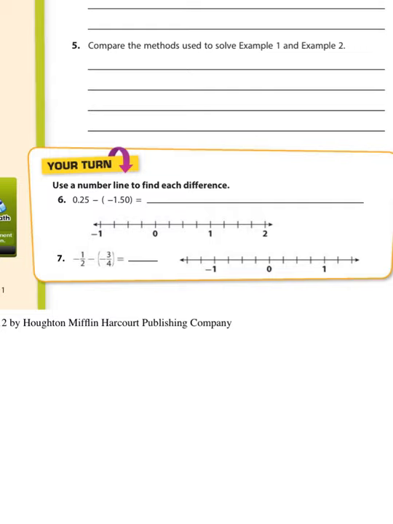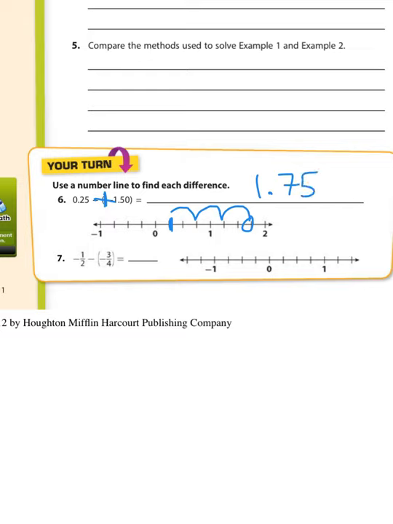All right, so I'm going to solve number 6. We're at 0.25. Notice that's positive. Also notice this number line counts by 0.25 or 1/4. I'm going to start at positive 0.25, and then this minus negative 1.5 is like a big old plus. So I'm going to move 1.5 units to the right. And remember they're counting by 0.25, so 0.5 is going to be 2 spaces. So here's 0.5, here's 1, here's 1.5. My answer is going to be 1.75.